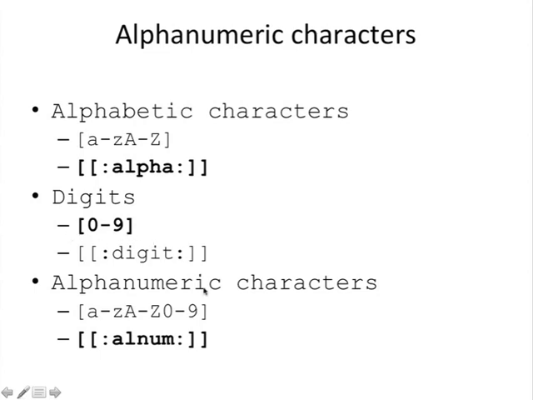If you want to combine both, all the alphabetical characters, which is here, and all the digits, which is here, that is referred to as alphanumerical characters. We'll say alnum, alphanumerical characters. So we'll be using these three notations: alpha for alphabetical characters, 0 to 9 for any digits, and alnum for alphabetical characters and digits. Okay.